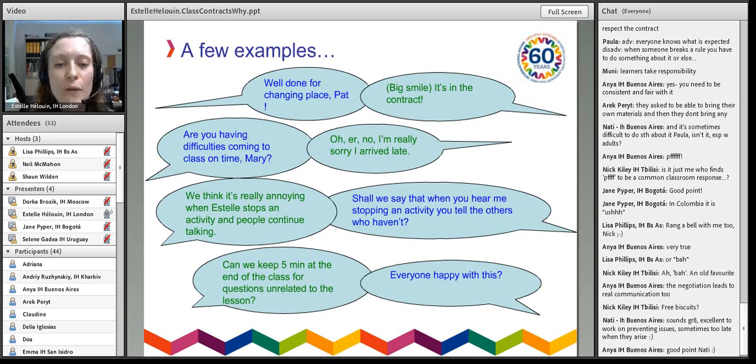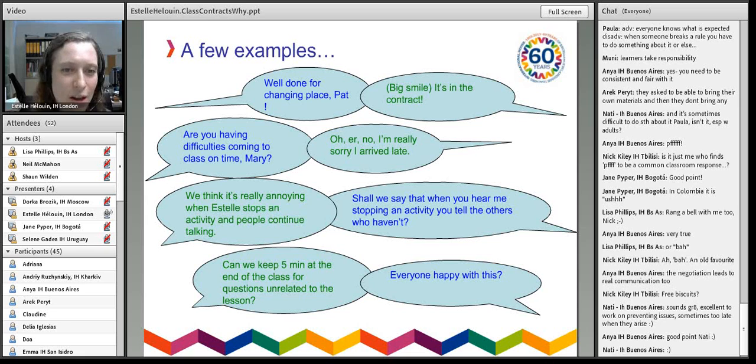A few consequences. So in blue, it's the kind of things I said to my students, and in green, what they have said. So, for example, I asked my students to change place regularly, and I noticed that one of the students who used to sit in the same place for a while has changed, and I praised her, and she referred back to the contract. So people do refer back to it and do take notice of what they've discussed.